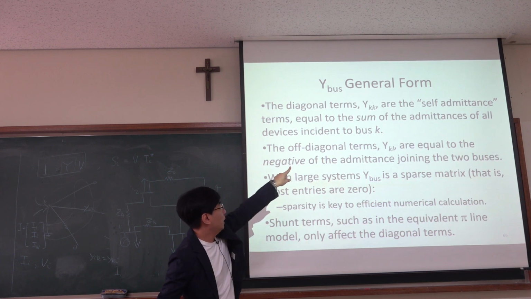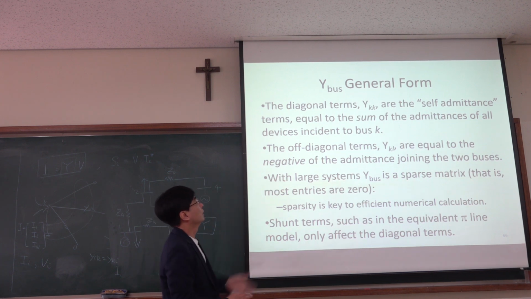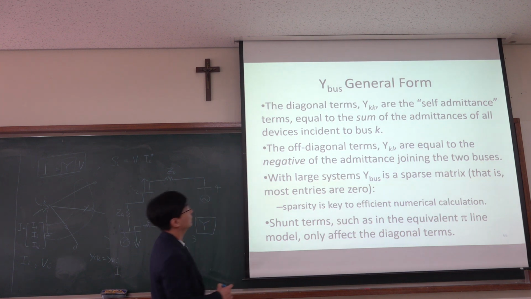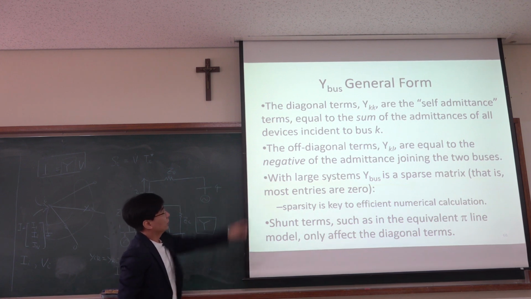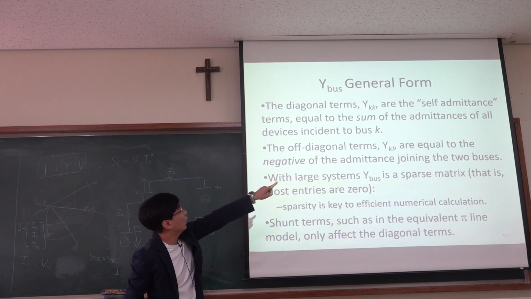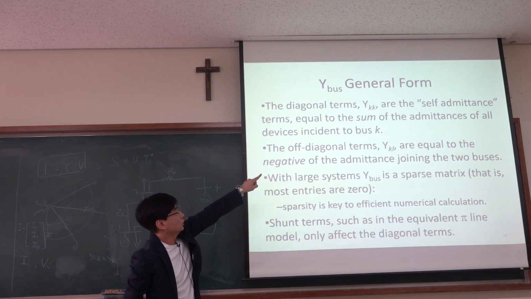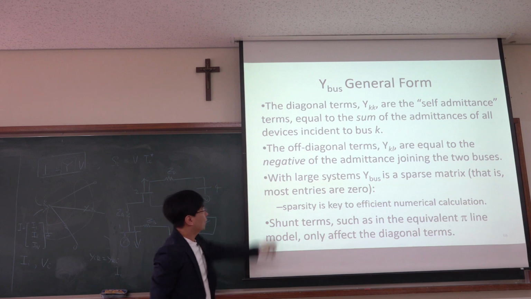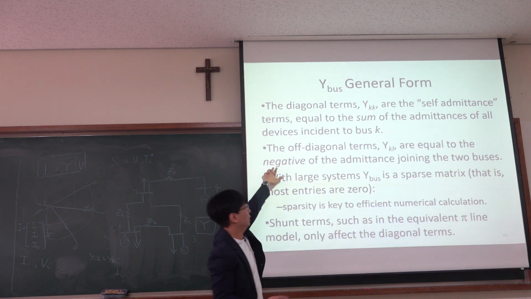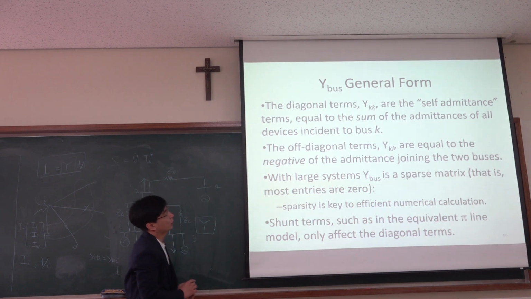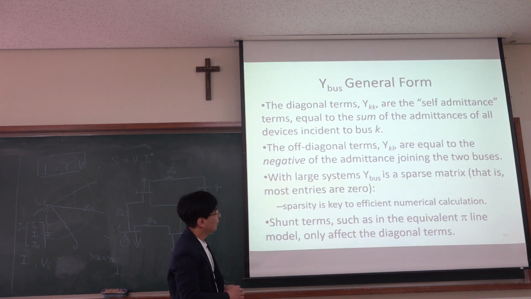So the term Ykk, or Yii, is called the self-admittance, which is equal to the sum of the admittance of all devices incident to bus k. And the off-diagonal terms, Ykl, are equal to the negative of the admittance joining the two buses.